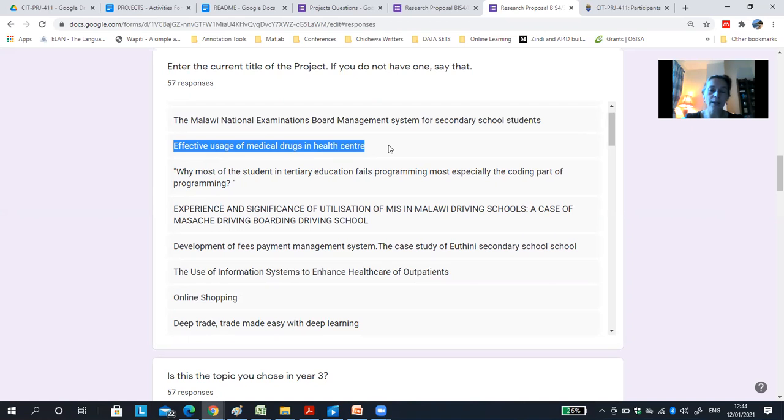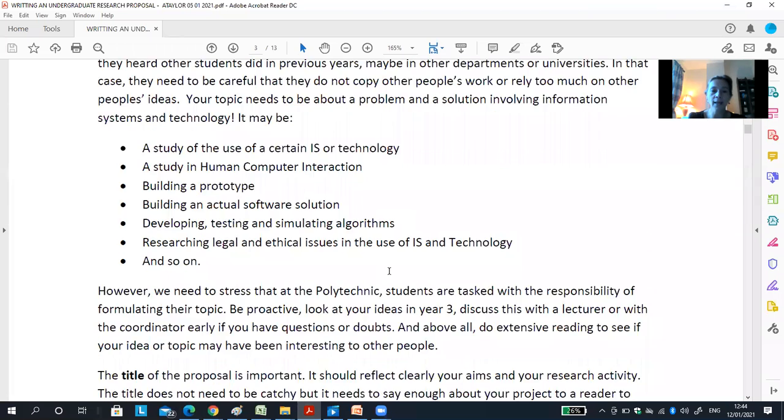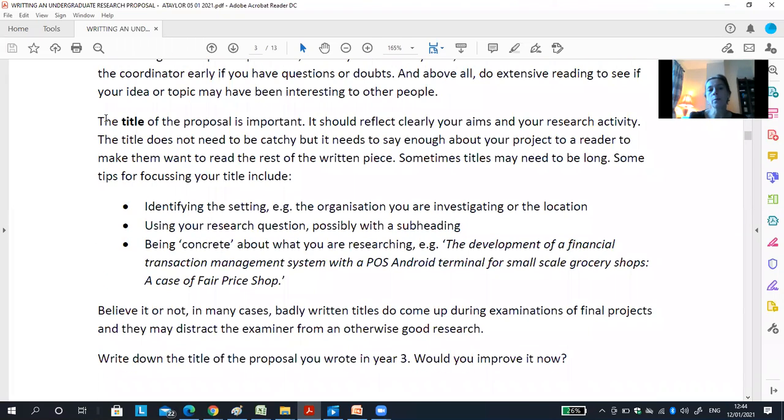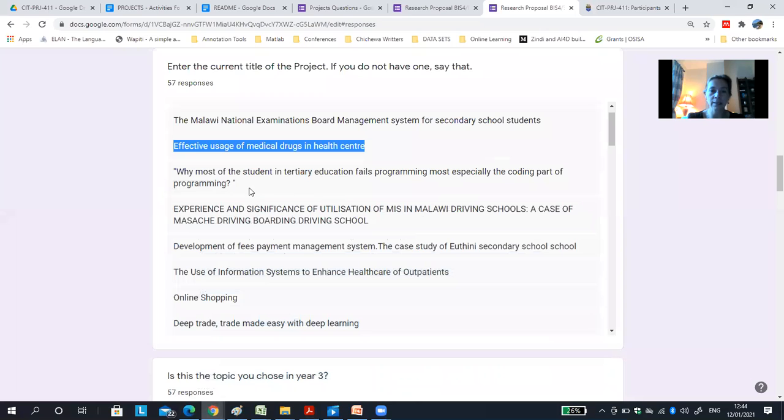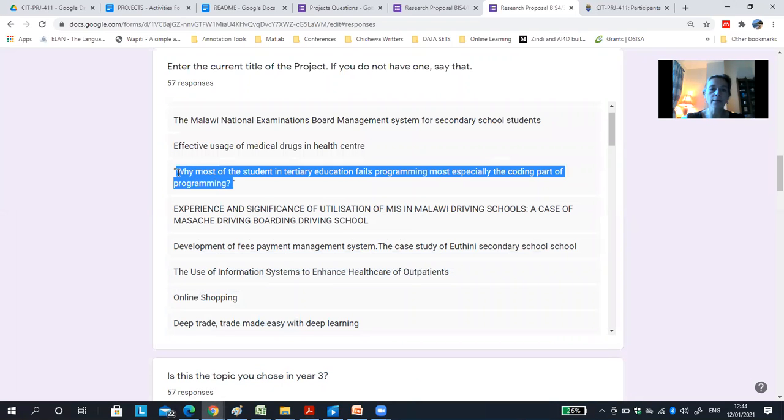It could be that the topic is okay in the proposal, and only the title needs to be looked at. And by the way, I do have a section in the handbook that talks about how to improve and write your title, so that it is reflective of the proposal. Remember, the title is the first thing that somebody sees. Okay, let's look at the third topic.